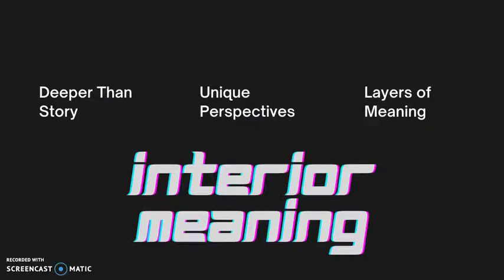The third criteria is interior meaning. This refers to something that is deeper than just the surface level story of the film. The director will bring their unique perspectives to bear in the telling of the story. There's something deeper about the human condition that is being conveyed through the different layers of meaning that are evident when you study and really scrutinize the film.